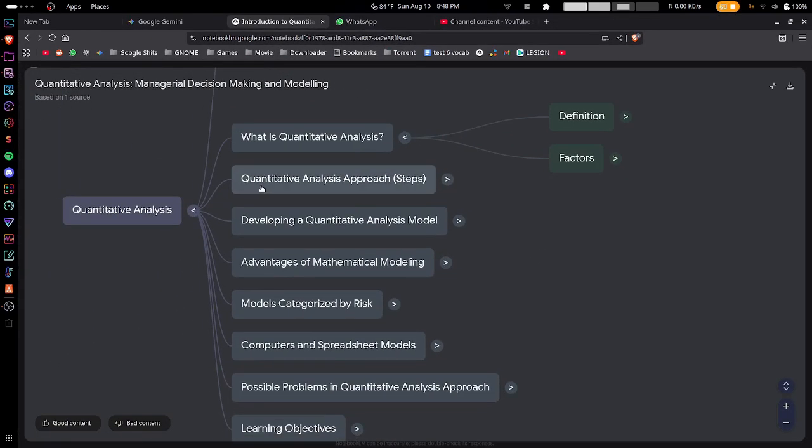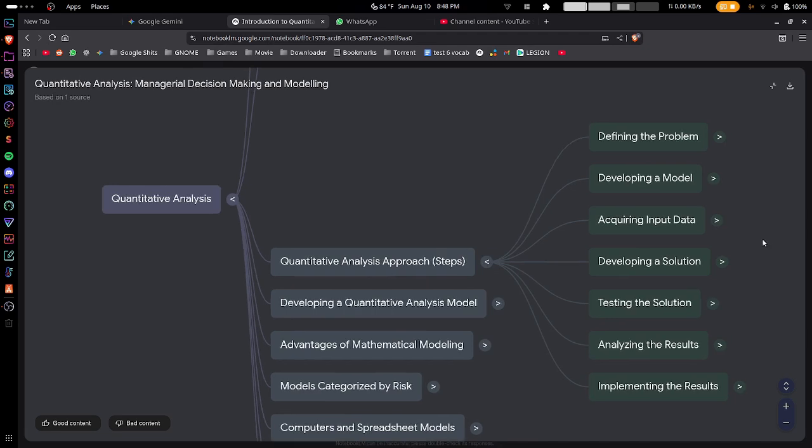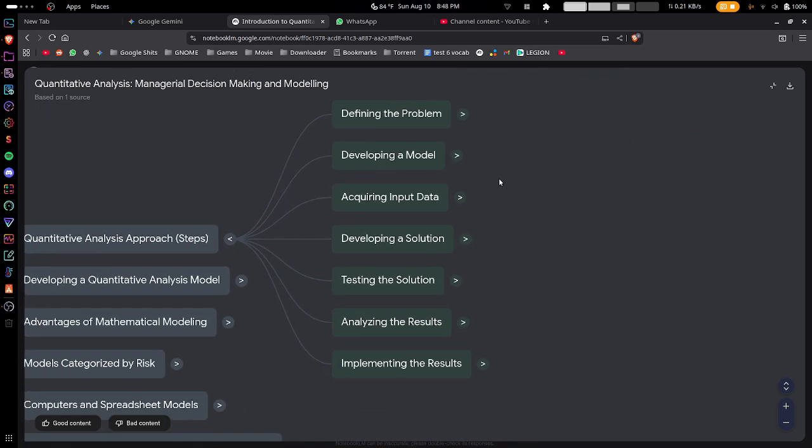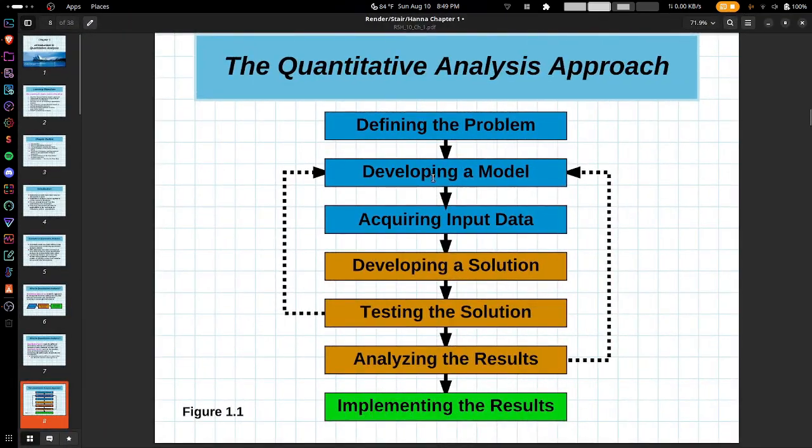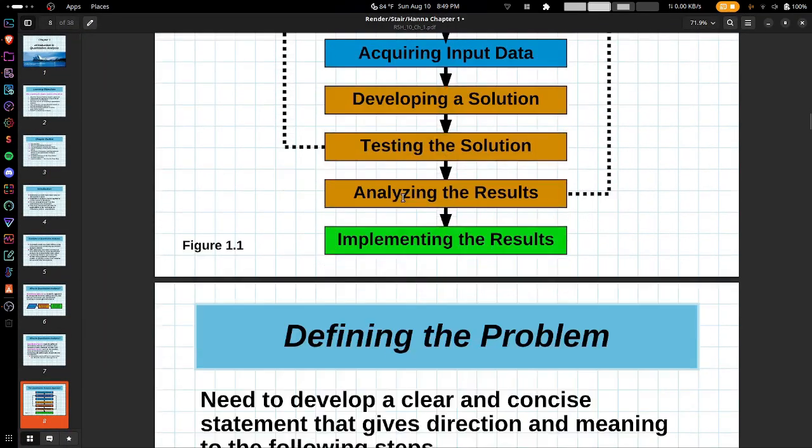Now, the quantitative analysis approach has a couple of steps. There are 7 steps. First is the definition of the problem, then developing a model, preparing input data, and developing a solution, testing the solution, analyzing the results, and implementing the results. We'll see this here, the same here.